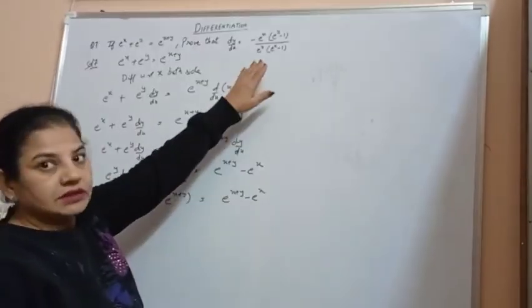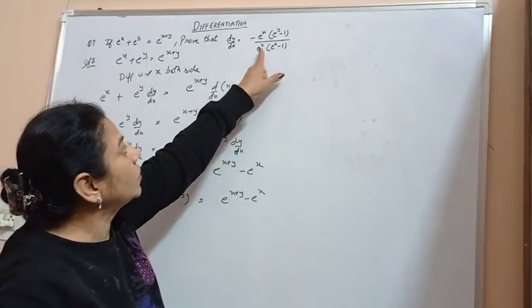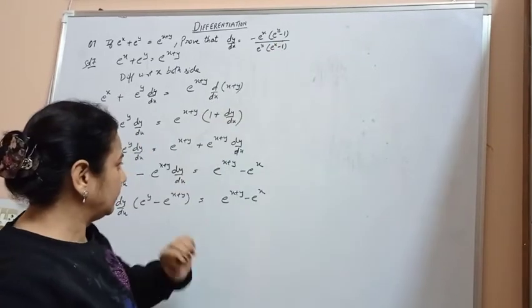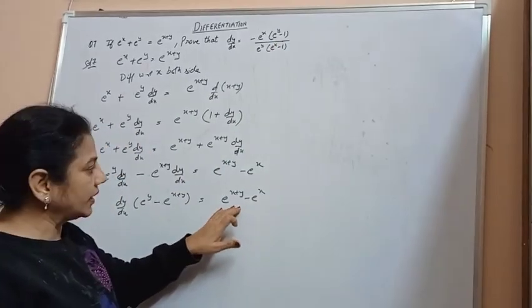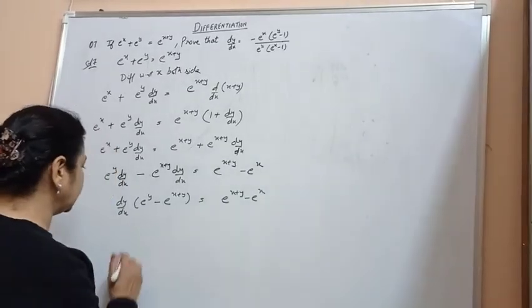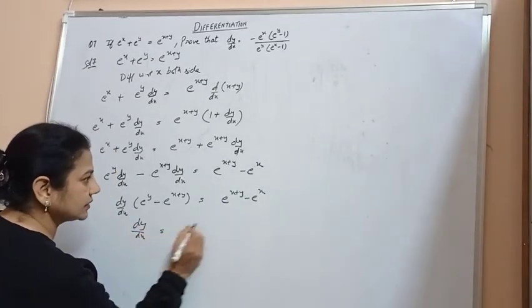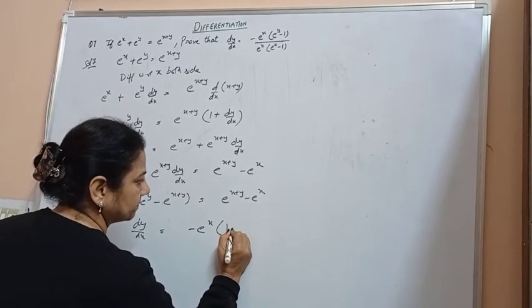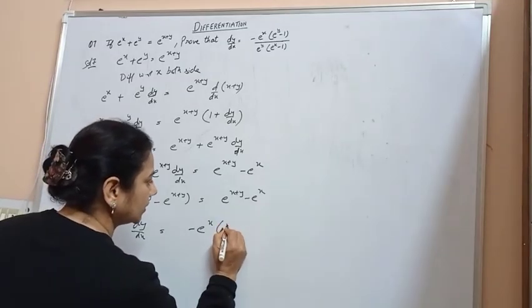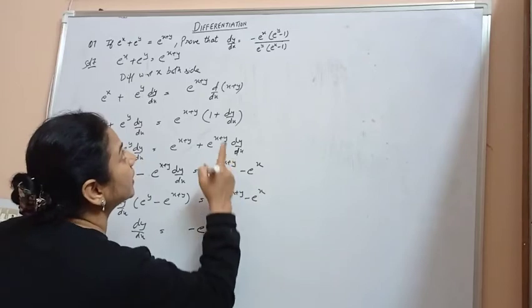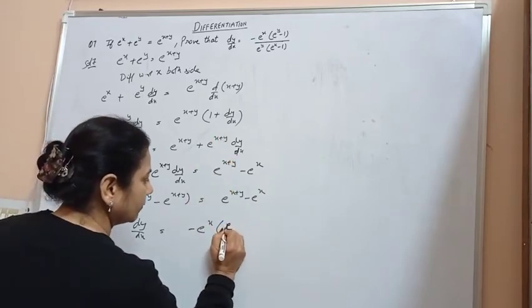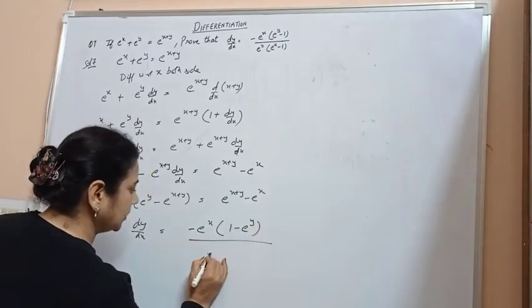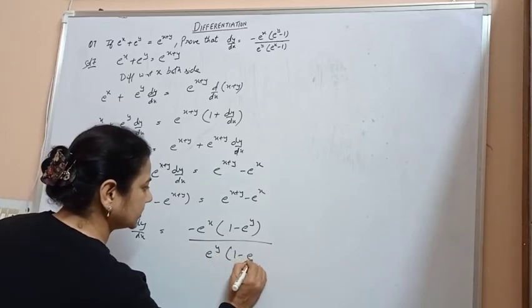Now my requirement, the result I require, is e to the power x minus 1 and e to the power y minus 1. So I can take minus e to the power x common from the right hand side. This gives me the result as dy by dx. If I take minus e to the power x common, I get 1 minus e to the power y in the numerator, and in the denominator I get e to the power y common, and 1 minus e to the power x.